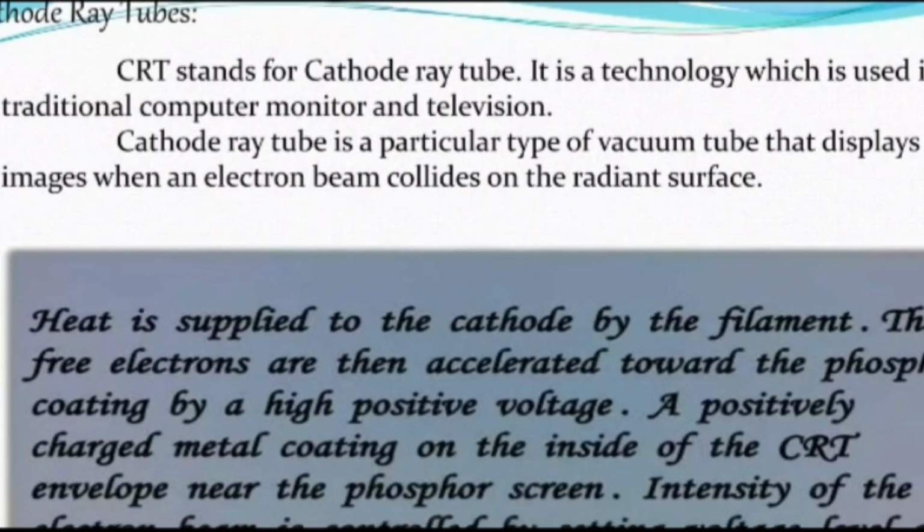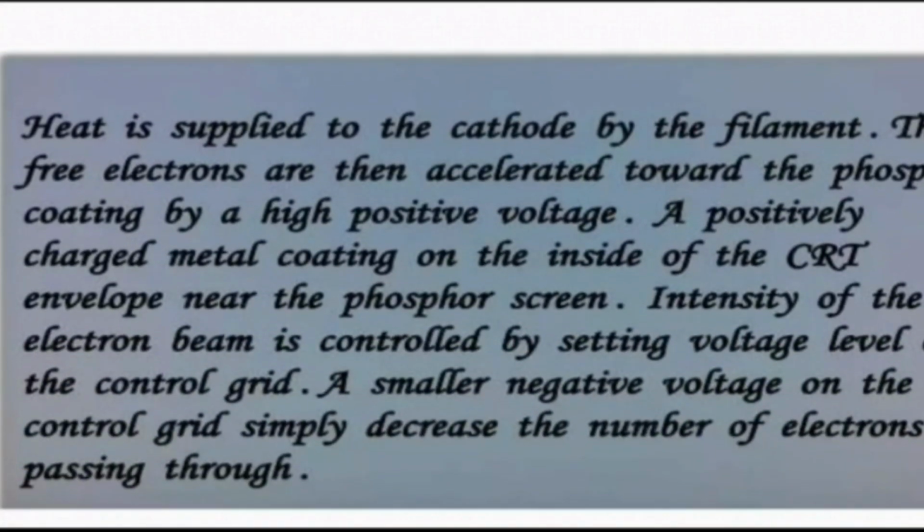Let us see in short how the cathode ray tube works. Heat is supplied to the cathode by the filament. The free electrons are then accelerated towards the phosphorus coating by a high positive voltage, a positively charged metal coating on the inside of the CRT envelope near the phosphor screen. The intensity of the electron beam is controlled by setting the voltage level on the control grid. A smaller negative voltage on the control grid simply decreases the number of electrons passing through.